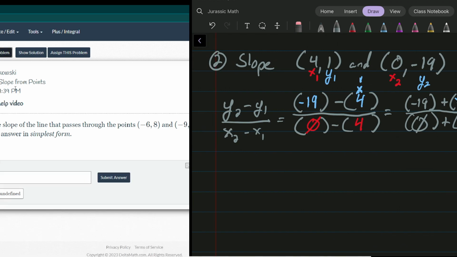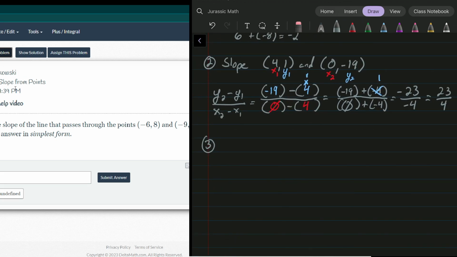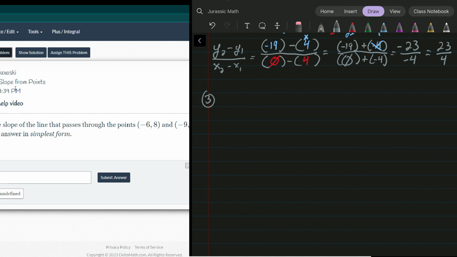So let's try this one. Zoom out a little bit. There we go. Negative 6, 8, and negative 9, 7. All right, let's do this the right way this time.